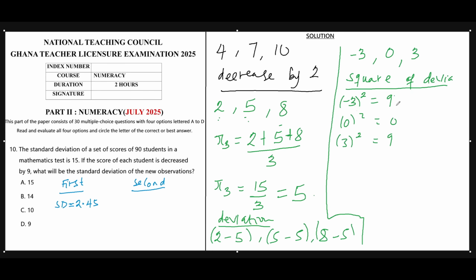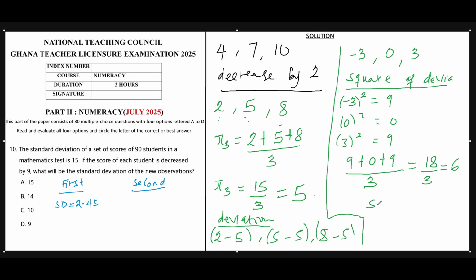Next, let's find the sum of the squares of the deviations. So the first one, we have 9 plus 0 plus 9. Remember, we are looking at 3 students, so we divide by 3. 9 plus 0 plus 9, we have 18 divided by 3, and then 18 divided by 3, that is 6.